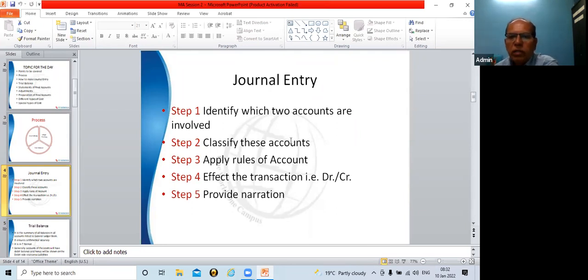Please note these steps because these steps are essential. Note down. Done with noting? Yes, please.